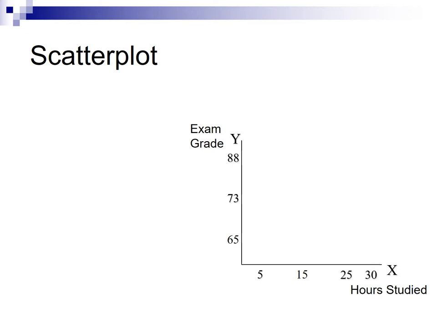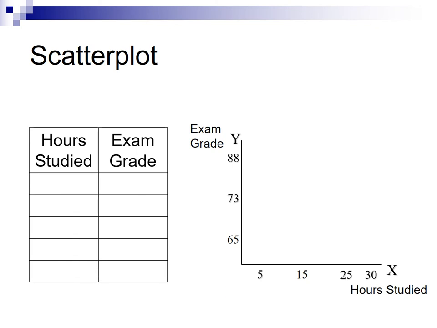Let's look at a scatter plot. Scatter plot shows us a relationship between two variables. Here we have two variables. One is hours studied, second is a student's exam grade. We can put hours studied on the x-axis and the exam grade on the y-axis. Then we can plot the x variable against the y variable.